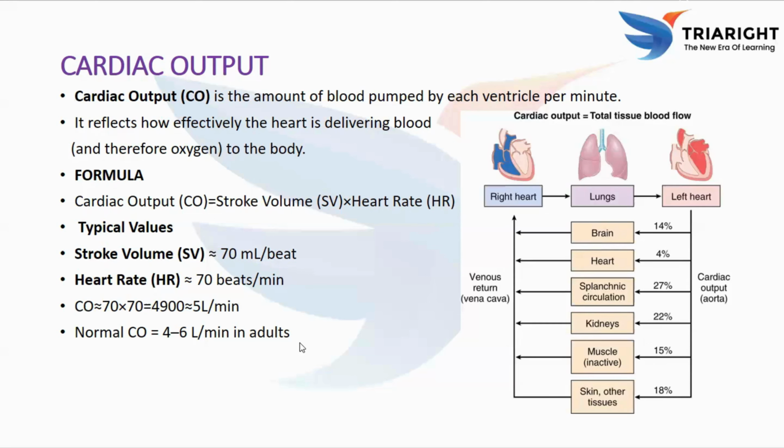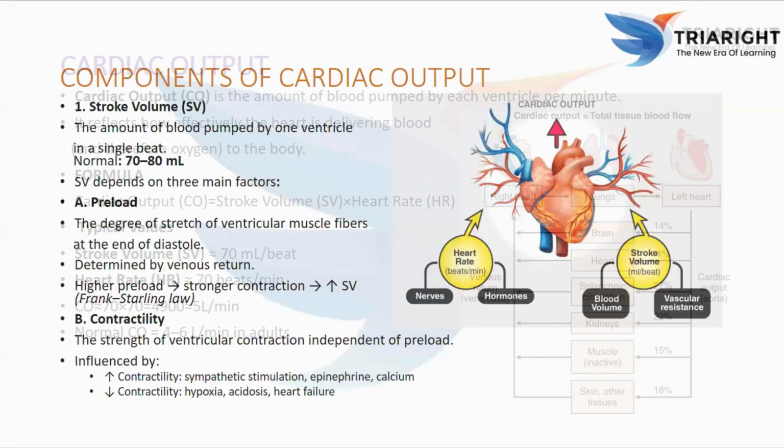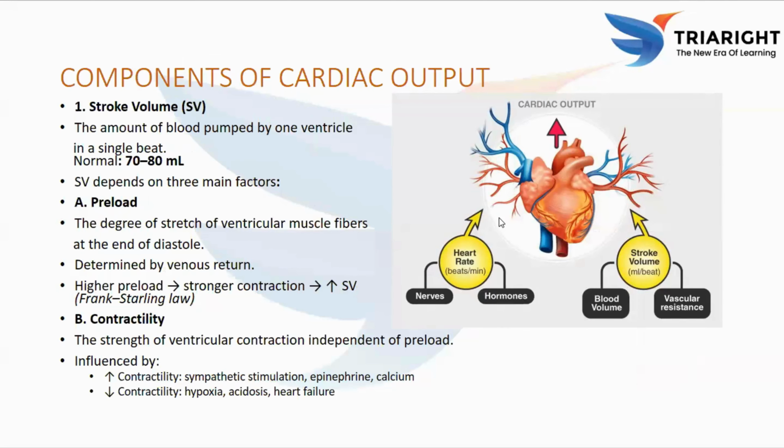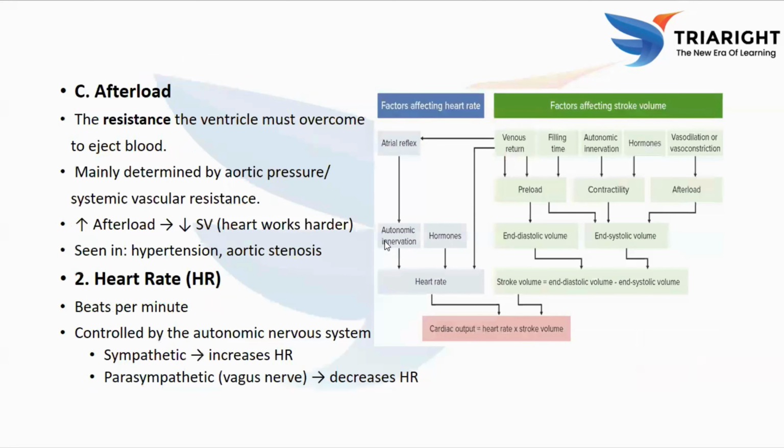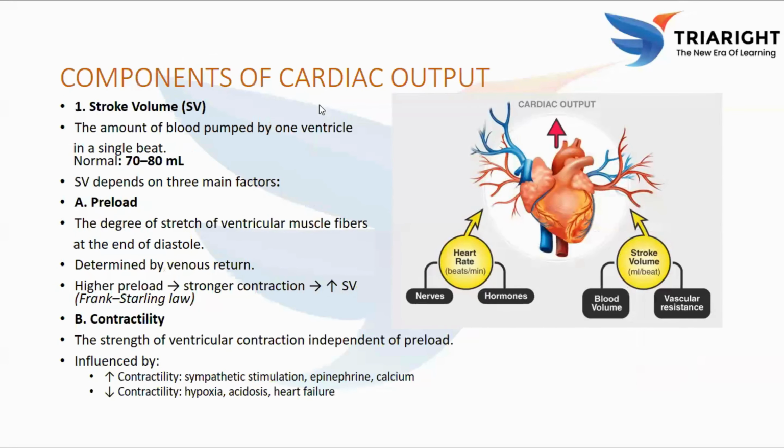In simple words, the heart works like a pump. With each beat, it pushes blood, that is the stroke volume. When you count how many beats happen in a minute, it is the heart rate, right? So you find how much blood the heart pumps per minute. That is the cardiac output, simply. So what are the components of the cardiac output? The stroke volume and the heart rate.